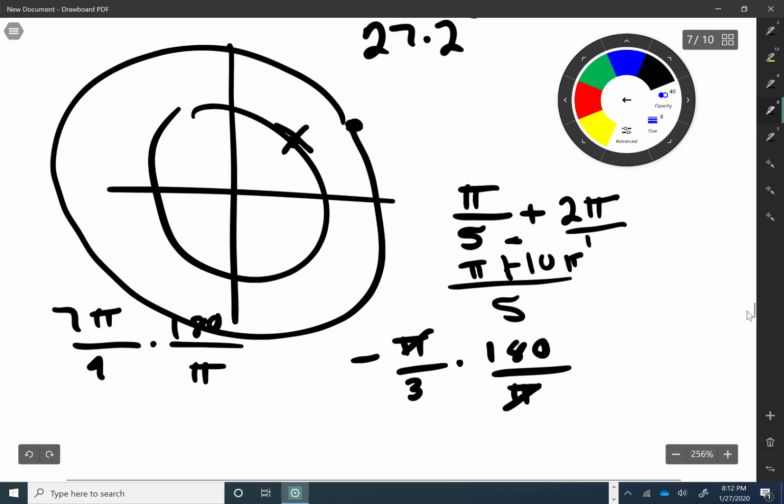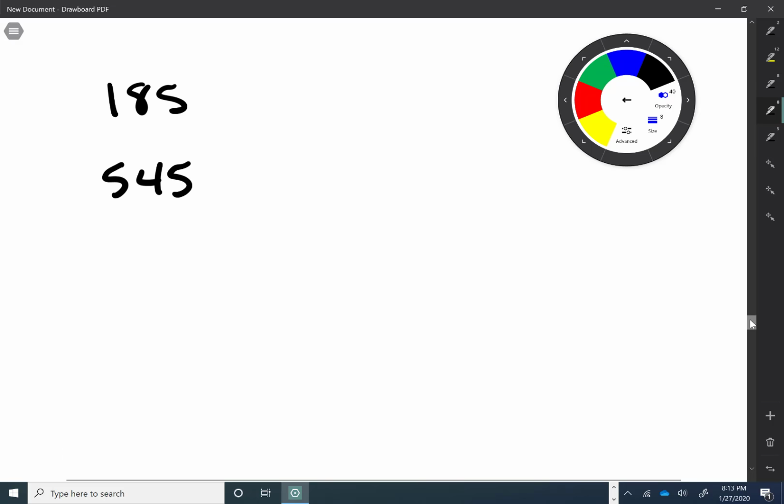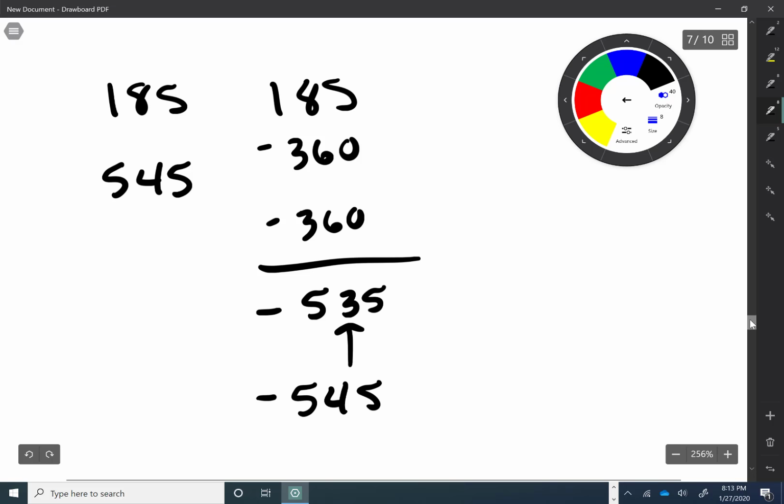And then the last one, this one tripped some of you up. The last one was a true-false one. It wanted to know if 185 and negative 545 were coterminal. If I add 360 to that, I do get 545, but it's positive. So that doesn't give me negative 545. If I subtract 360, if I keep doing that, eventually I get negative 535. I'm never going to hit on negative 545, so they are not coterminal. They have to be in the same spot on the circle in order to be coterminal.